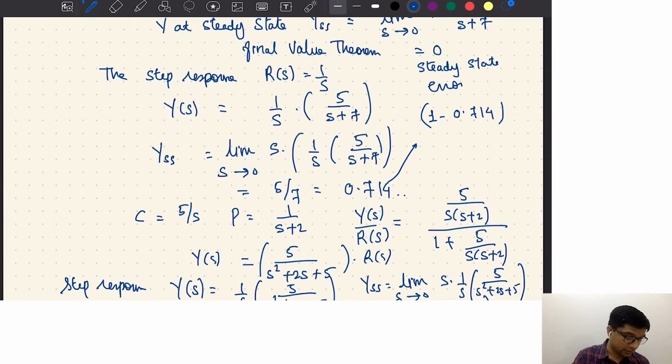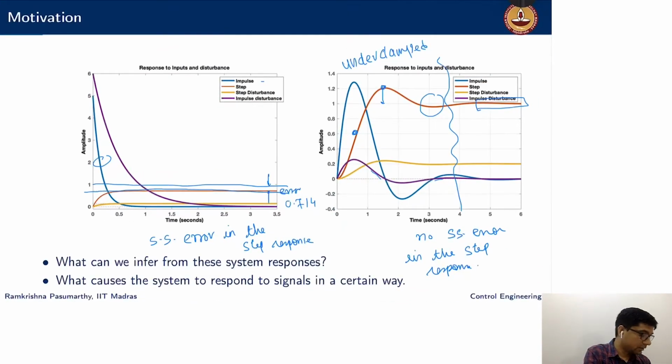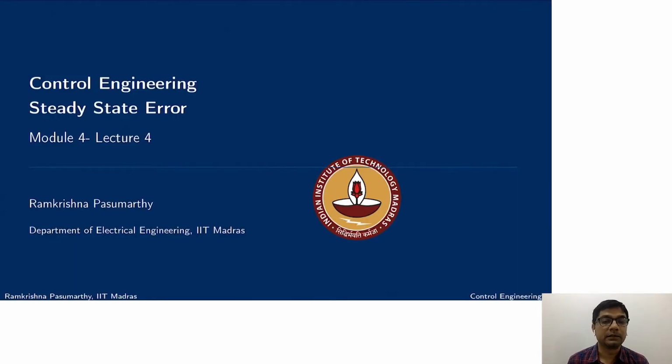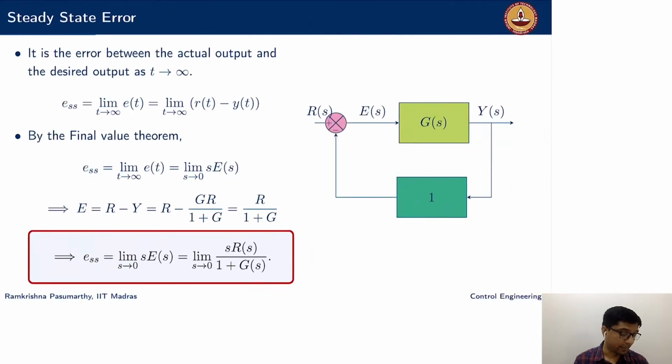This brings us to the topic of this lecture, that is steady state error. So module 4, lecture 4, we will discuss now the concepts behind steady state error, of why in case 1 we had a steady state error of 0.228 something, and in the second case the steady state error went to 0. And where does this even show up in my block diagram?